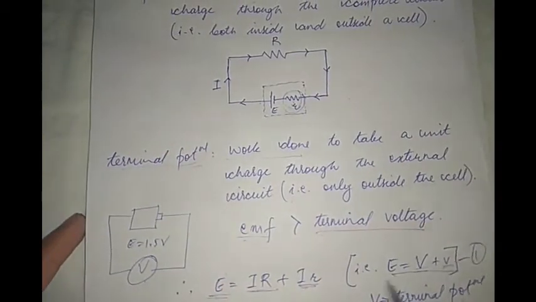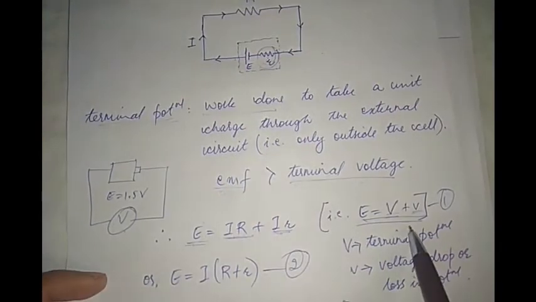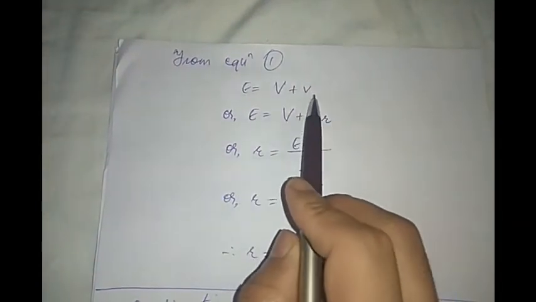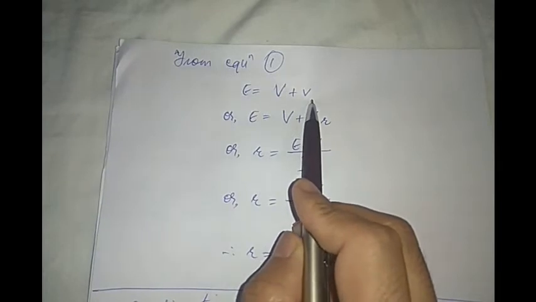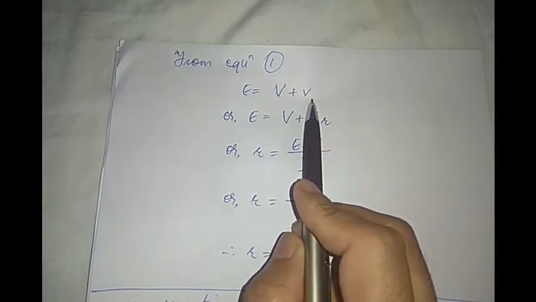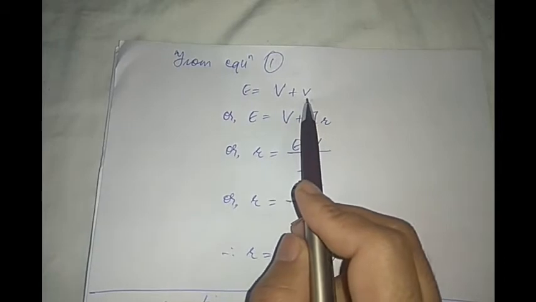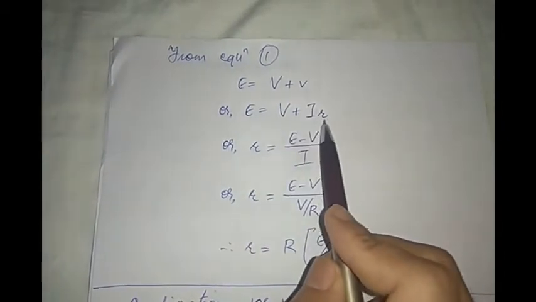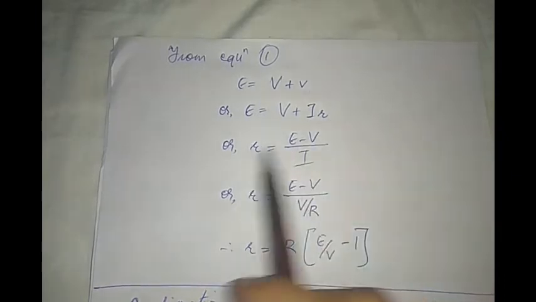Let us call this equation number 1. From this equation itself, we can write EMF is terminal potential plus the voltage drop. Voltage drop is also called back EMF. So E is V plus I times r, the potential difference across the internal resistance. And you see the mathematics.